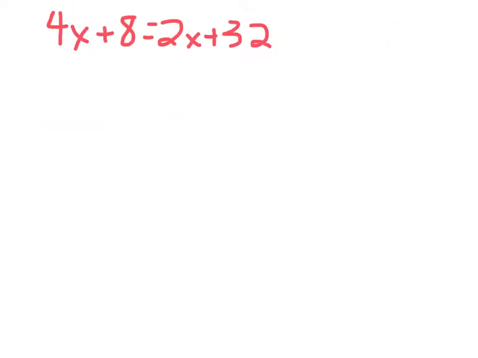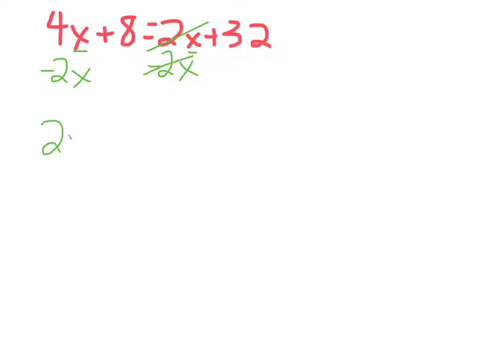Next equation, 4x plus 8 equals 2x plus 32. Okay, now I see that I have x's on both sides, so I have to count and see how many I have on each side. Over here on the left side I have a 4x, and on the right side I have a 2x. I want to pick which one's smaller and get rid of it. So I'm going to do minus 2x and minus 2x. That gets rid of my 2x here.